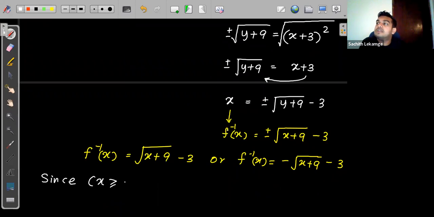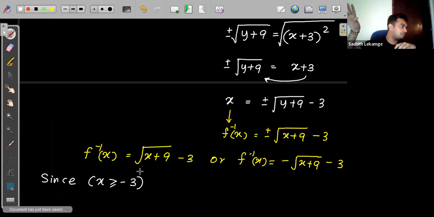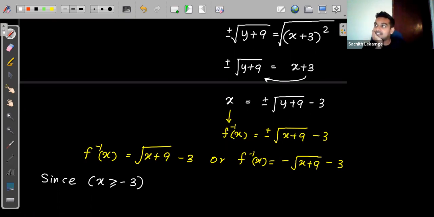Since x is bigger than or equal to minus 3, you guys tell me which one we need to take, the left one or the right one? Those who say right one, raise your hands. Those who say left one, raise your hands. Middle one is not there, it's either the left one or the right one.